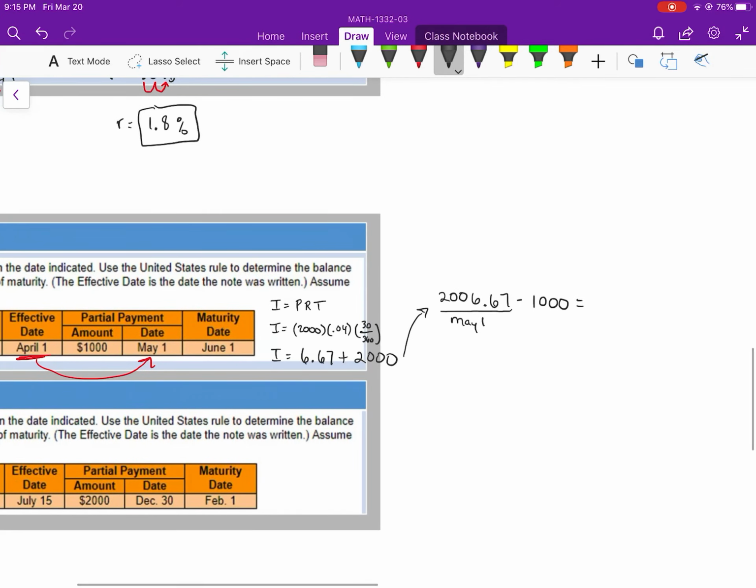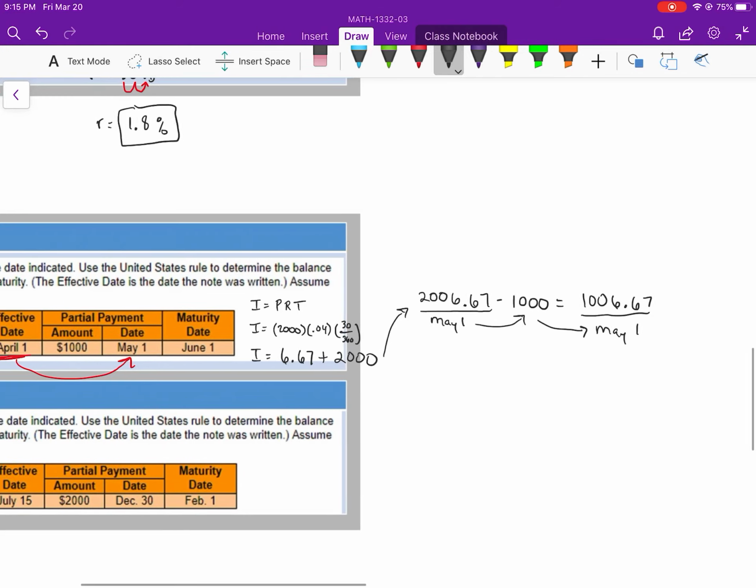You slide this over a little bit more. We take 1,000 off that, and that means we still have $1,006.67, and that is still May 1st, because these transactions are all occurring up. The interest was added from April 1st to May 1st, and the payment was made on May 1st, to still give me a balance as of May 1st of $1,006.67.